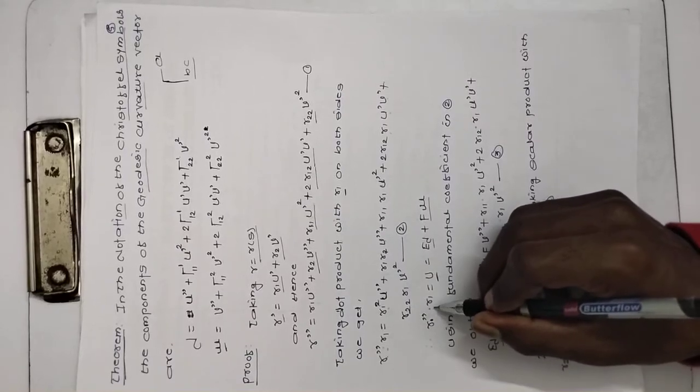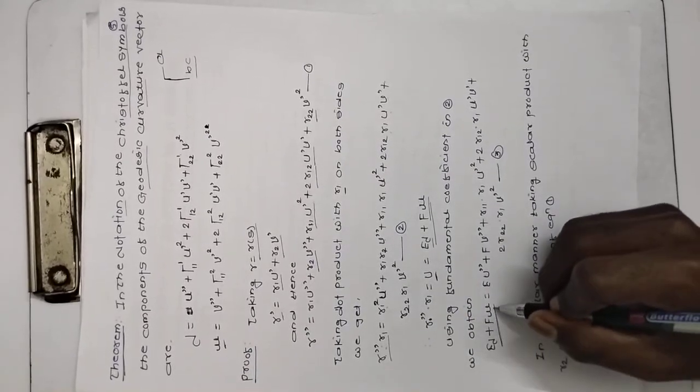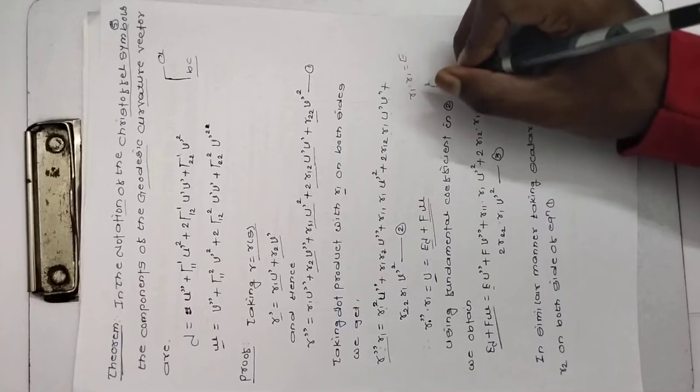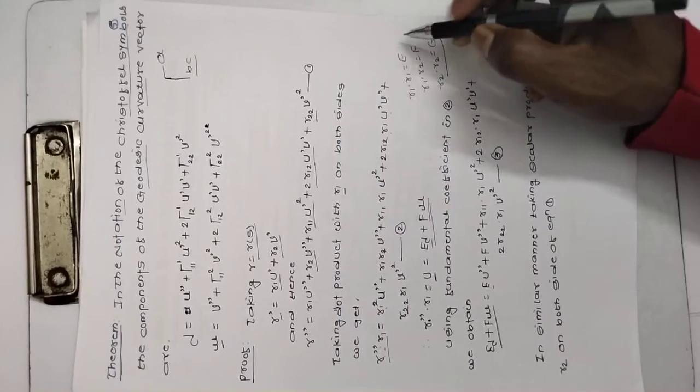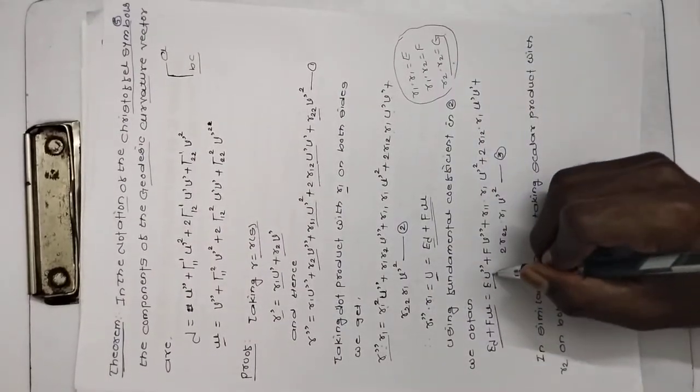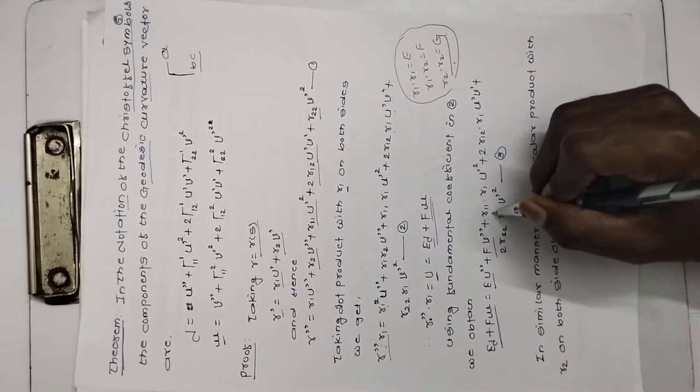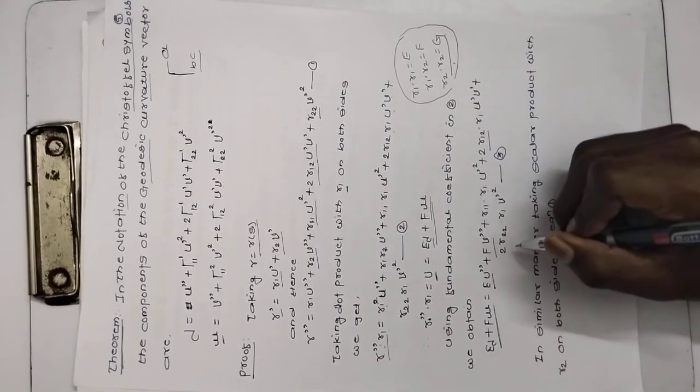So r double dash dot r1 can be written as E lambda plus F mu, which is equal to E u double dash plus F v double dash plus r11 dot r1 u dash square plus 2 r12 dot r1 u dash v dash plus r22 dot r1 v dash square. By the fundamental coefficients, r1 dot r1 is equal to E, r1 dot r2 is equal to F, and r2 dot r2 is equal to G. These are the fundamental coefficients. This is equation 3.